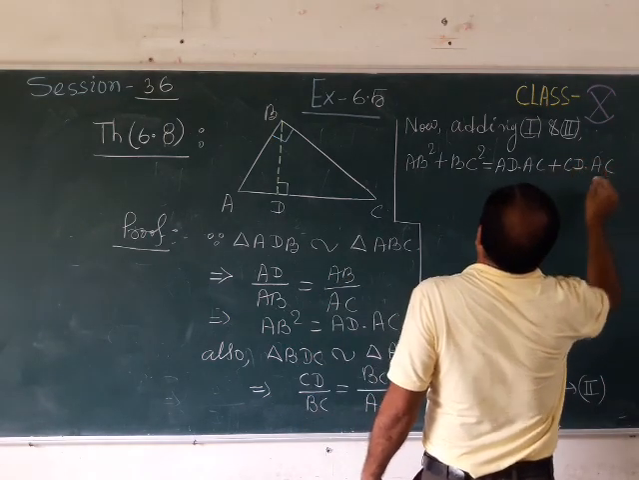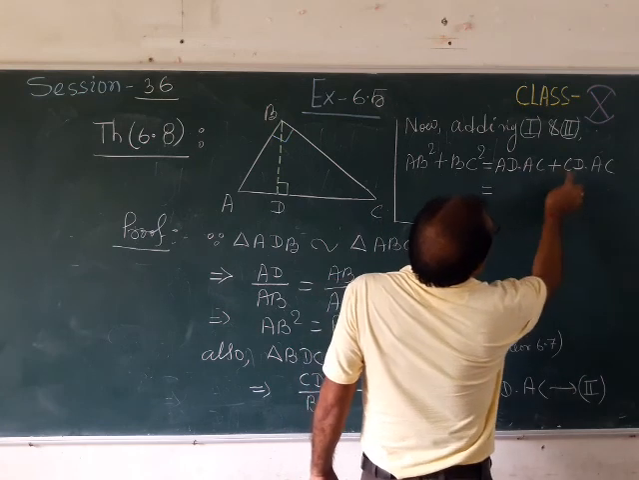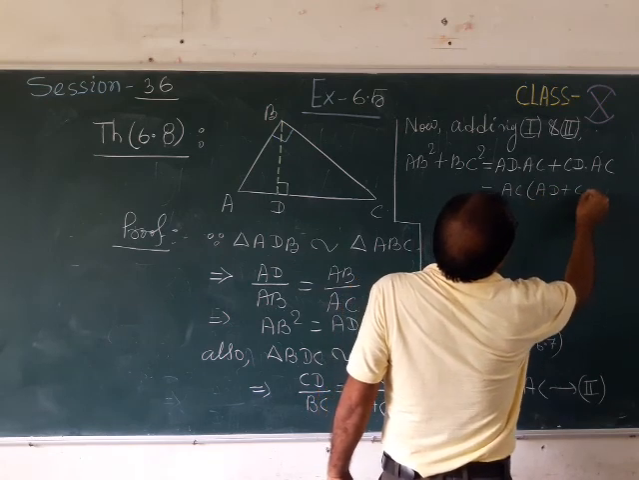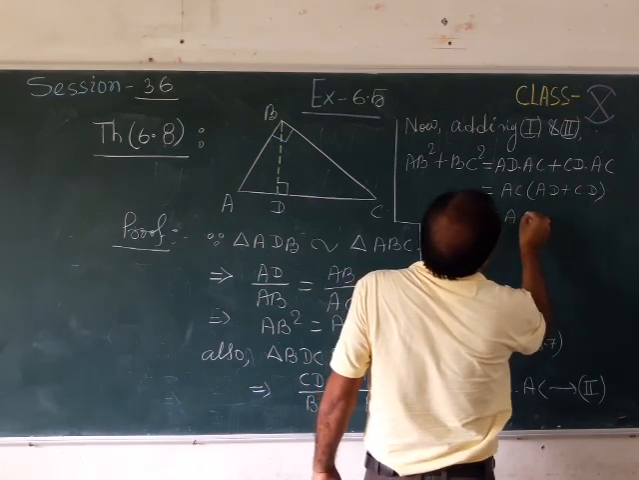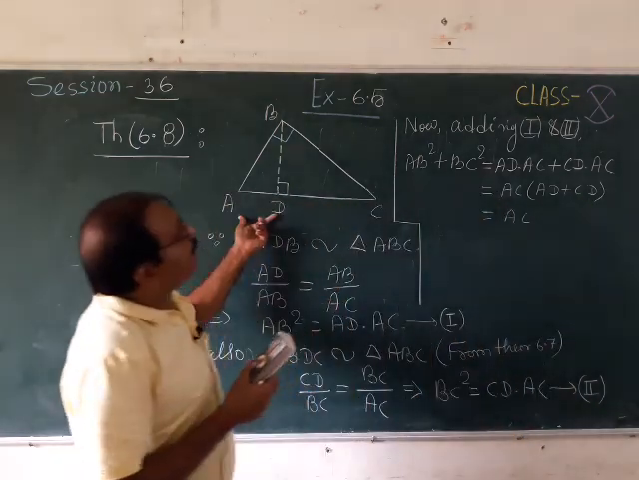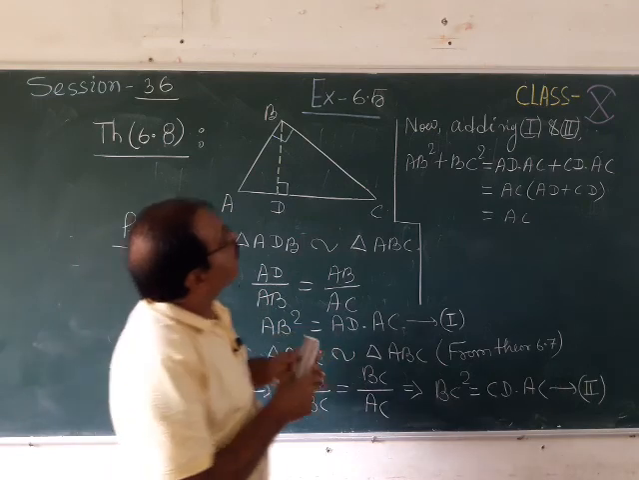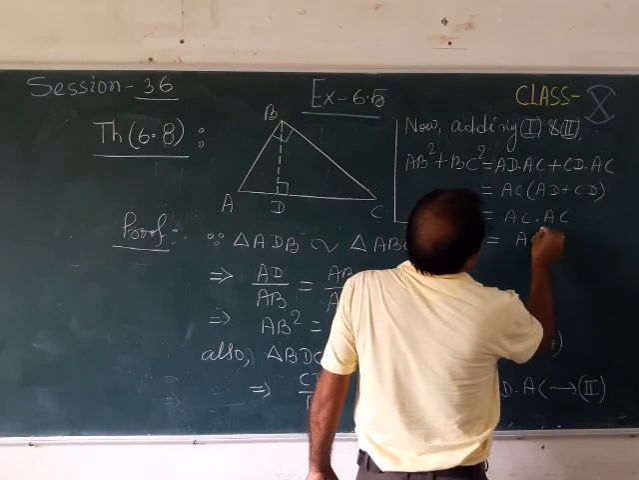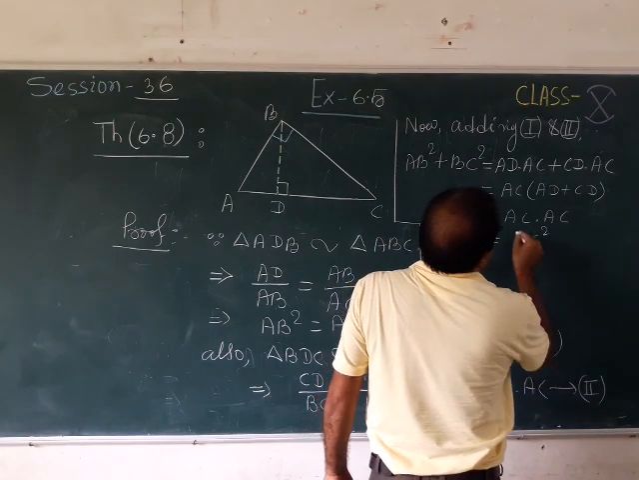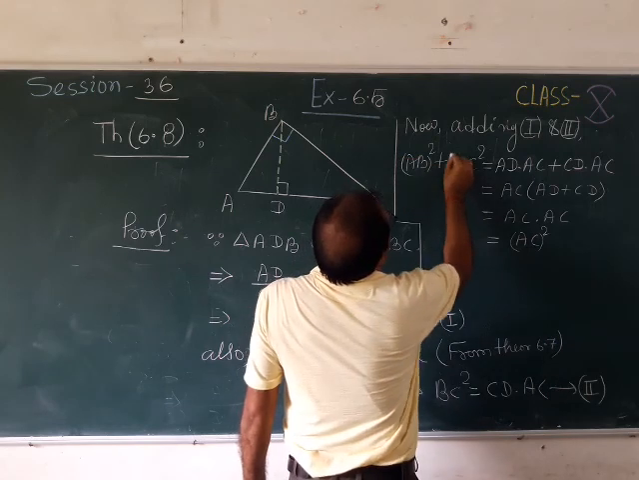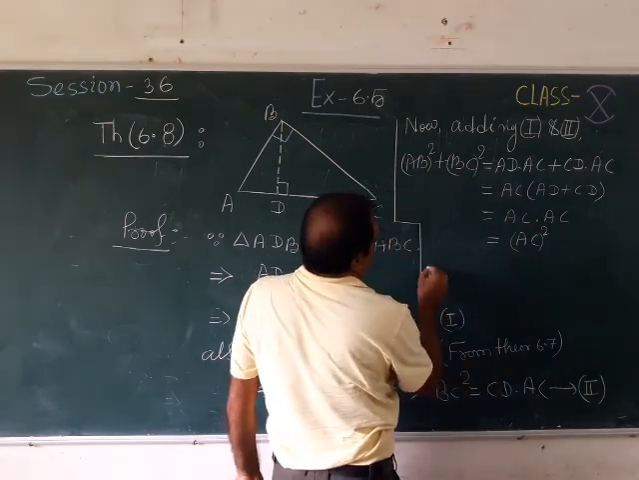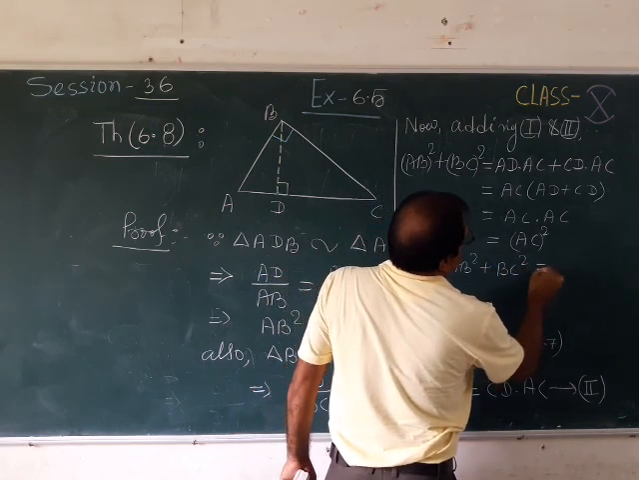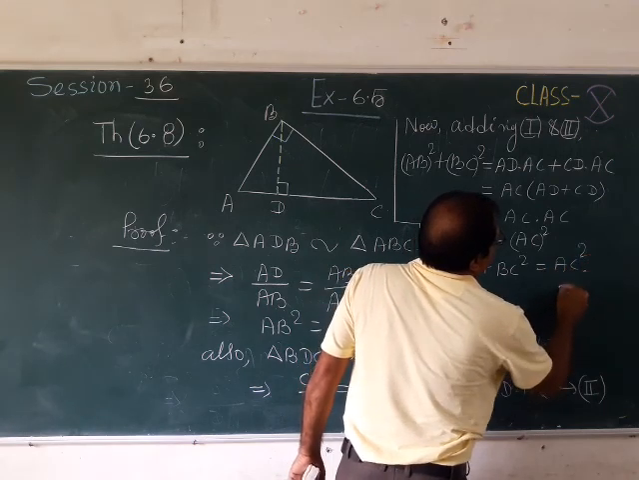Now here one thing is common that I can take, AC is common, and here AD plus CD you have. In the figure, if you see, AD plus CD gives you AC. That means I can write here AC. So AC and AC becomes AC square. It is clear that AB square plus BC square equals AC square. Therefore, AB square plus BC square equal to AC square, and it is proved.